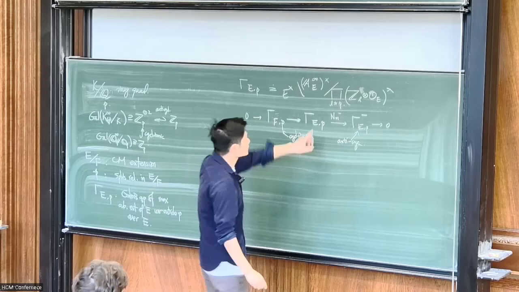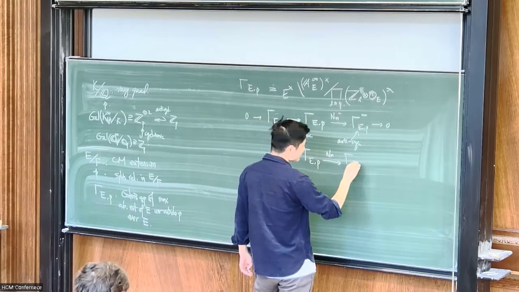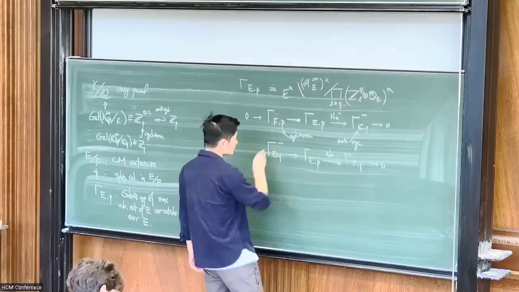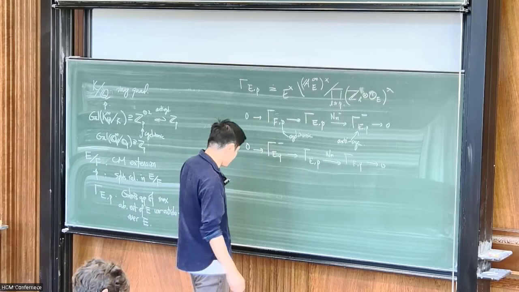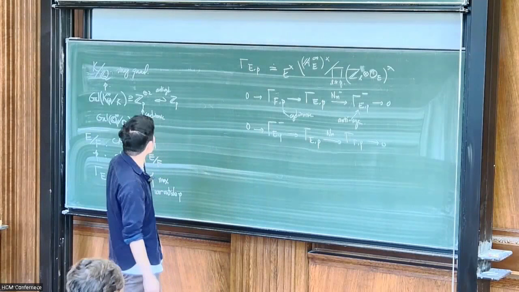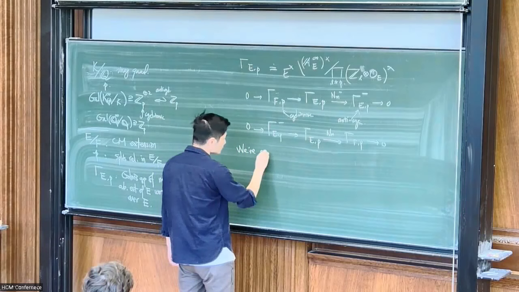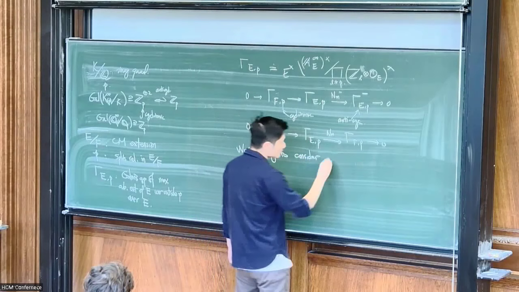The notation comes from the fact that there is another short exact sequence: Γ_{E,p}, take the norm to Γ_{F,p}, to zero, and the kernel is also Γ^-_{E,p}. But this is not a section of this norm map; it's a section up to square. So the anticyclotomic p-adic L-function we're going to study is actually an element, so we are going to consider measures on Γ^-_{E,p}.